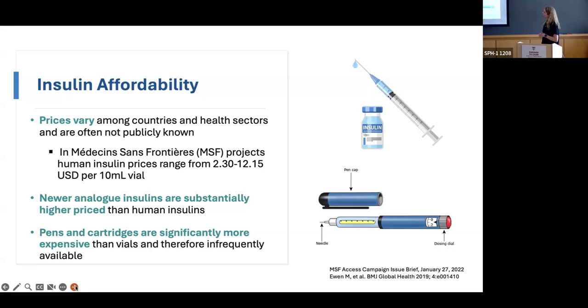And the newer analog insulins that a lot of people are now on are much, much higher priced than the human insulins. For example, here in the US, we typically use insulin pens. Those are very expensive, especially in LMICs. And so they're still using a vial and a syringe. Now, can you imagine if you have visual impairment or any dexterity issue, or you're using small doses of insulin, using a vial and a syringe like that? Very challenging.